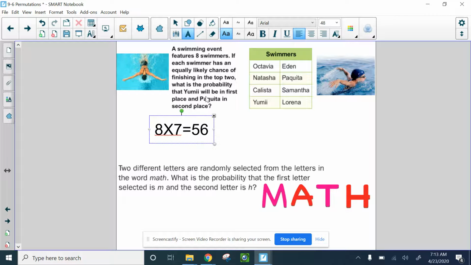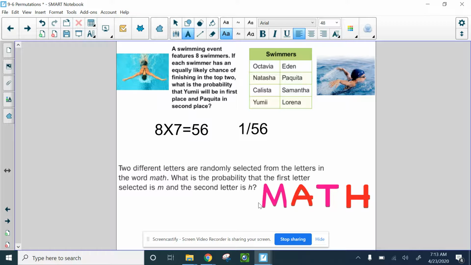But for Yumi to be first and Paquita to be second, there's only one way that can happen. So I would have 1 out of my 56 total options. Again, I'm just figuring out how many different ways there are that first and second place can happen, which would be 56. Then I have 1 out of those 56 ways that it could be exactly Yumi and Paquita.